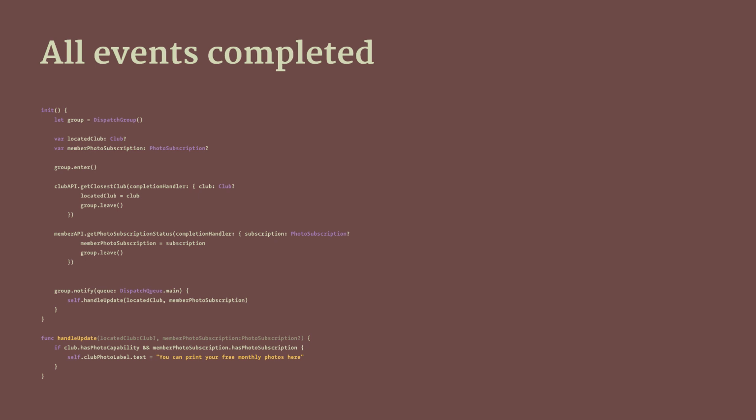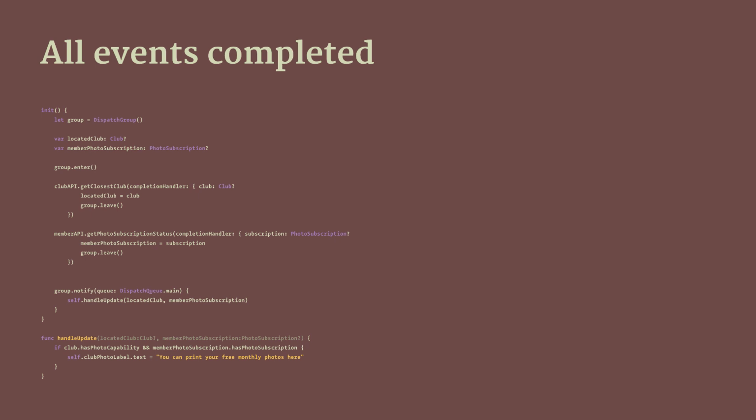We can start a group before we start either of those asynchronous events with group.enter, and then we can group.leave in the closures, the completion handlers for both of those asynchronous events. And then inside of our group.notify closure that we've set up is what to do when everything has completed. We can call our handle update function.